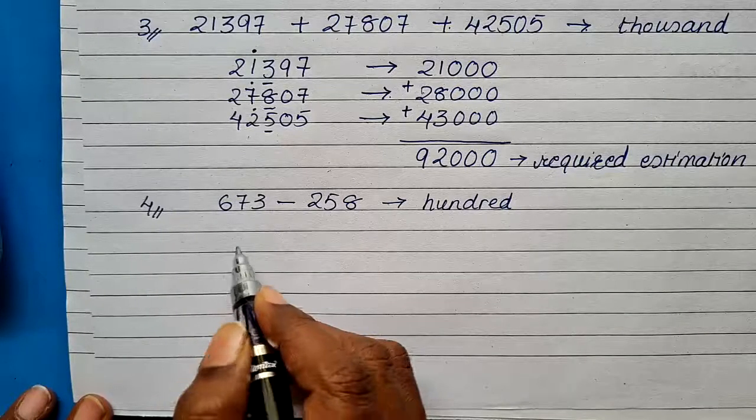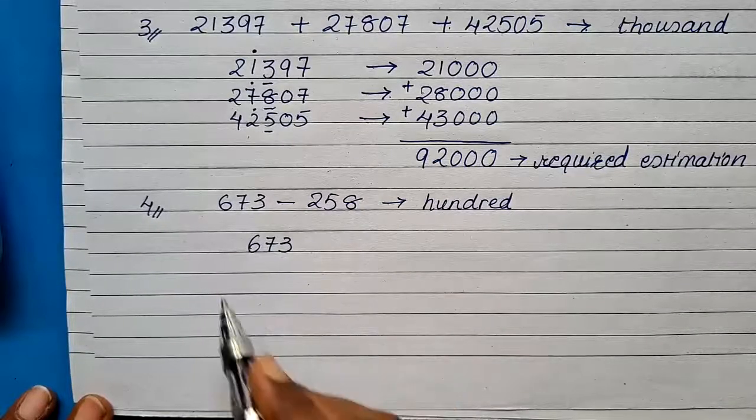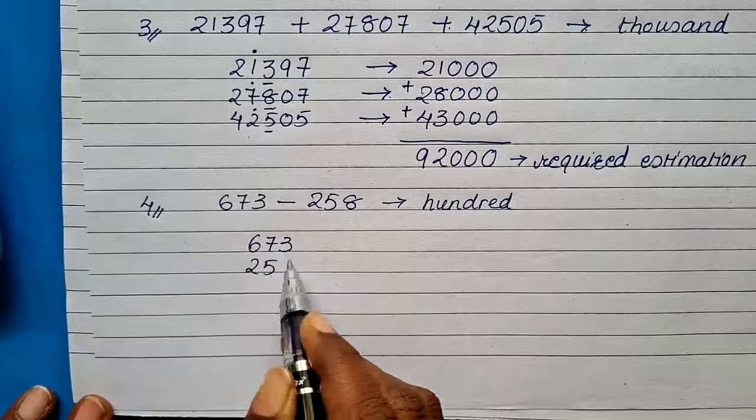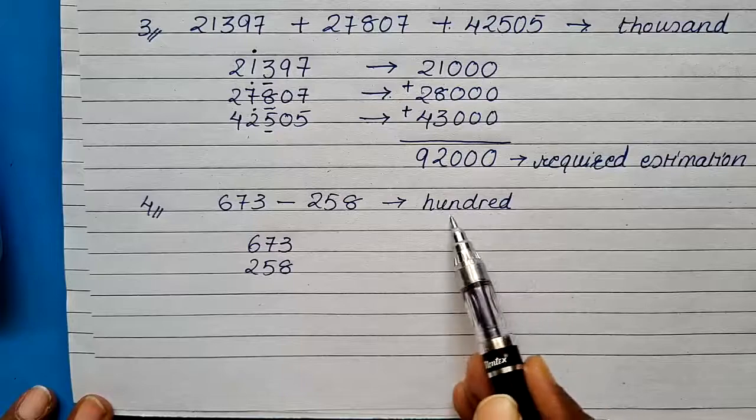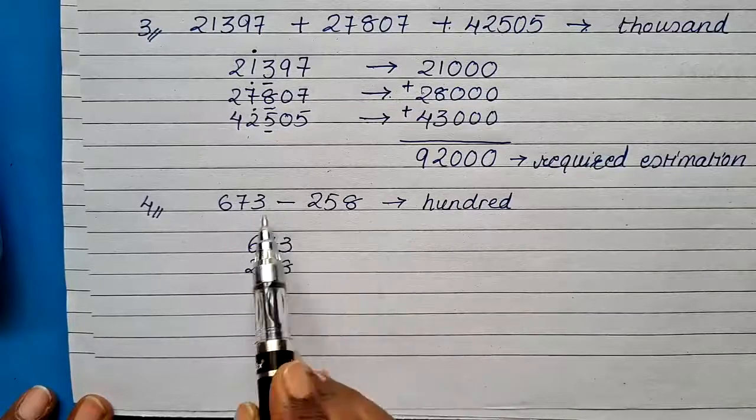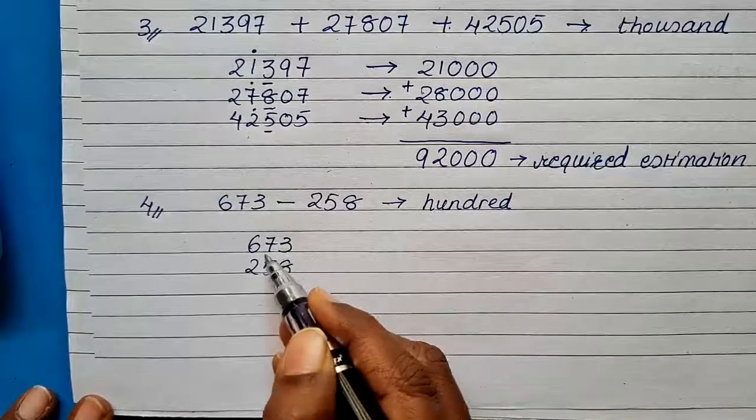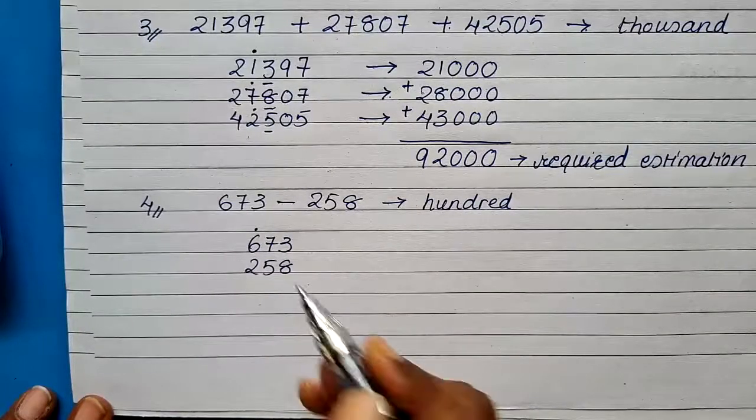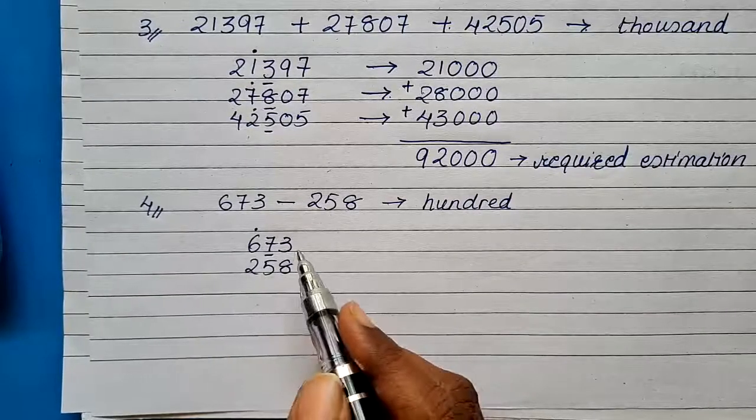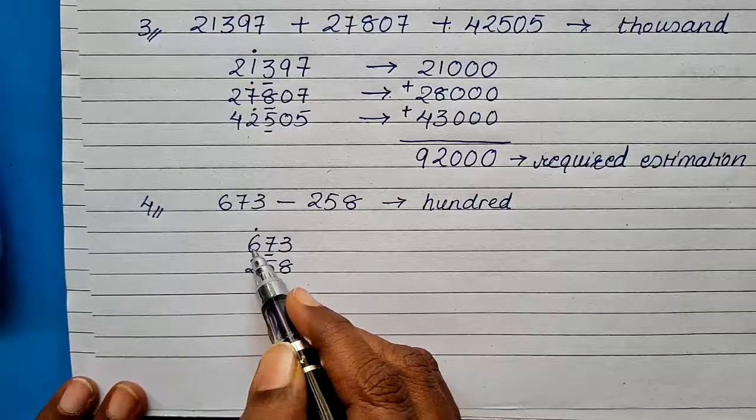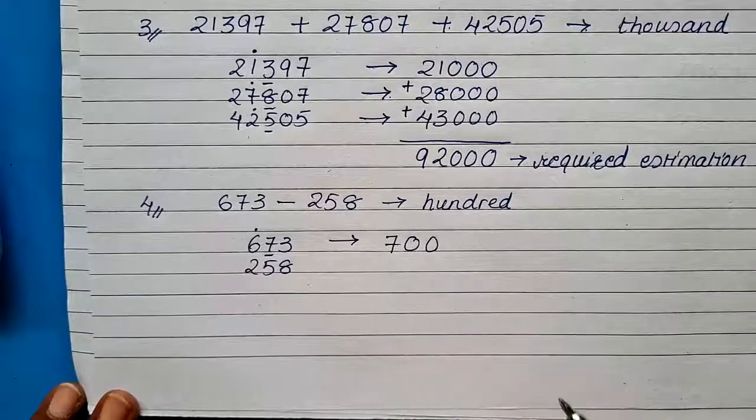So again, we will write 673 and 258. Now, we need to round it off to the nearest 100 and then estimate the difference. Difference means subtraction. Because it is 100, ones, tens, 100, this is our target digit, and 7 is the very next digit. Because this is 7, naturally 6 plus 1 means 7. So this will be 700.